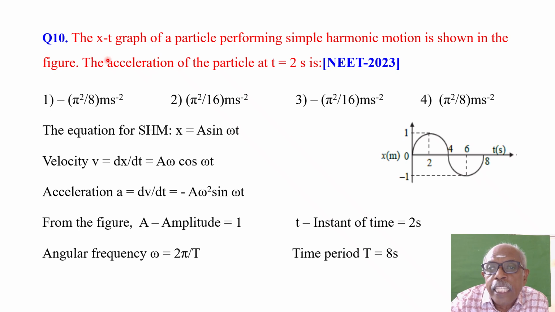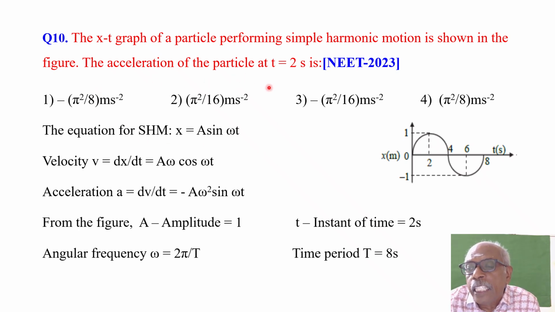The x-t graph, it means what? Time t is taken along the x-axis and the displacement x is taken along the y-axis. The x-t graph of a particle performing simple harmonic motion is shown in the figure. This is the figure. The acceleration of the particle at t, small t, equal to 2 seconds is how much?